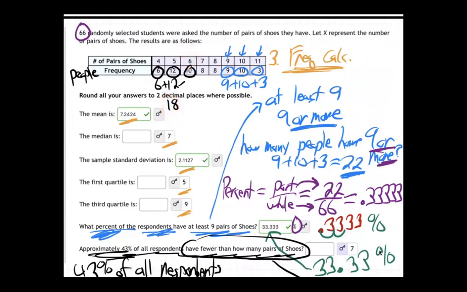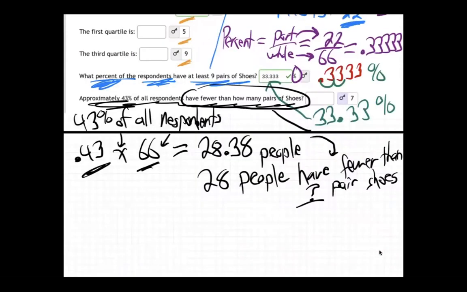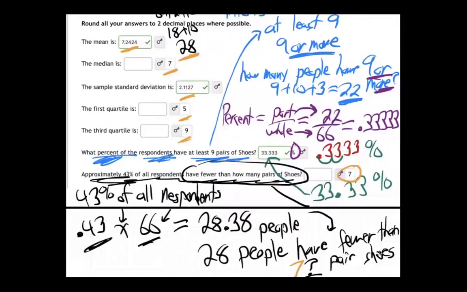Keep going, we've got to get to 28. Add 10. Plus 10. Now that's 28. So these 28 people have fewer than 7 pairs of shoes, don't they? These 28 people have 4 pairs of shoes in their closet, 5 pairs, and 6 pairs. They all have fewer than 7 pairs of shoes. So 28 people have fewer than 7 pairs of shoes, which is exactly the answer to that problem. And so there we go. That's a pretty tricky one.